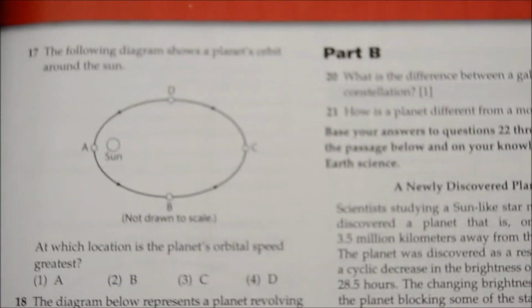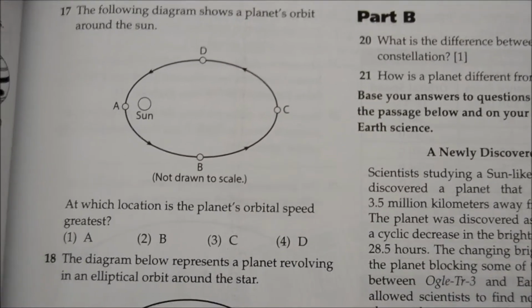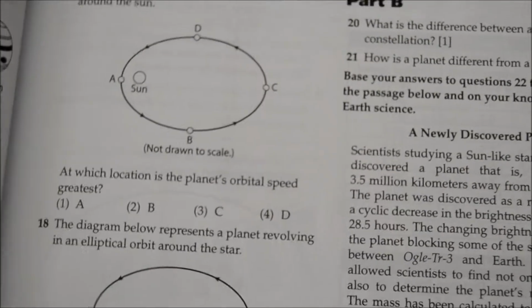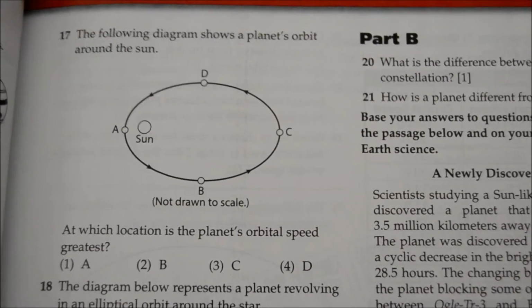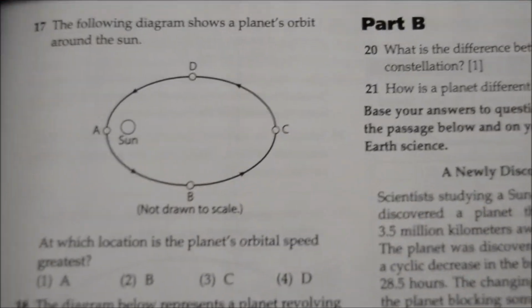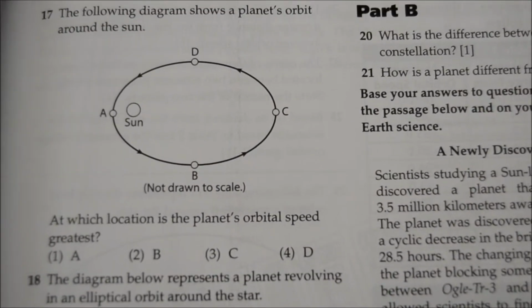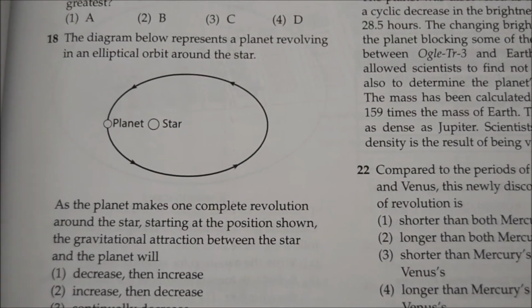Number 17. The following diagram shows a planet's orbit around the sun. At which location is the planet's orbital speed the greatest? Remember, the closer you are, the greater your gravitational attraction. The greater your gravitational attraction, the faster you go. So with that one, it's closest at A, so its speed is going to be fastest at A.